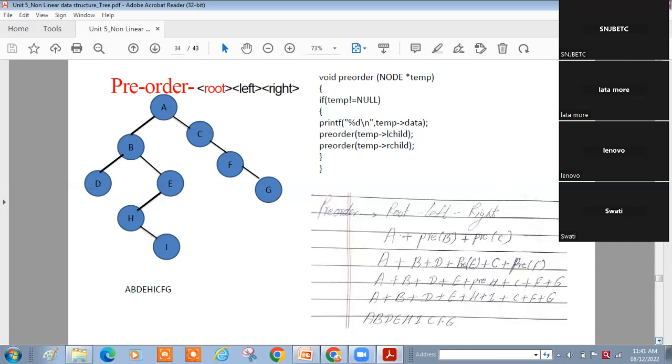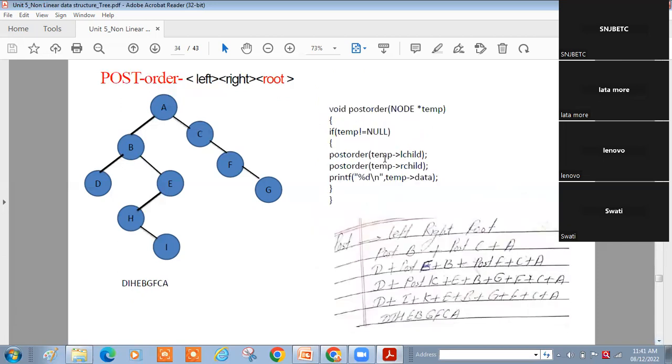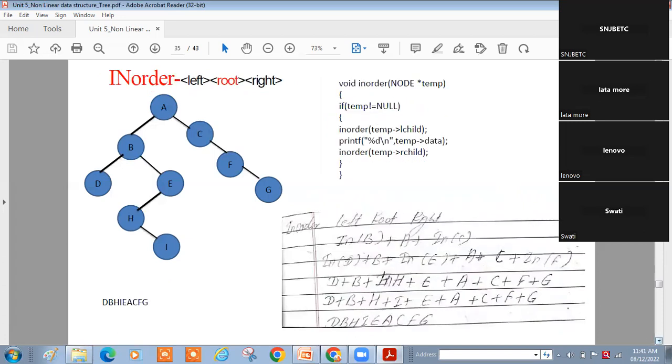So if I am showing that for post order, what is there? Root should be last, so temp I have written at the last. First is the left child, then right child, and the root. Similarly for the in order.